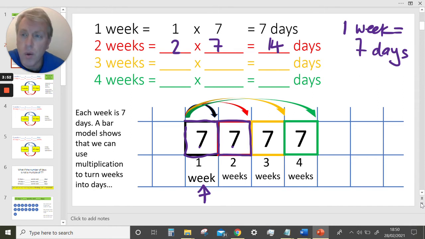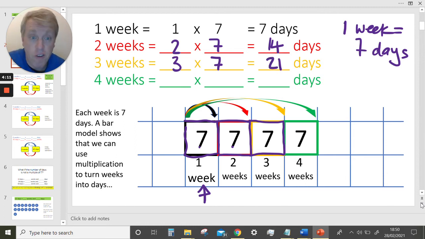If we have 3 weeks, what multiplication will tell us how many days is 3 weeks? Well, 1 week, 2 weeks, I've got to include 3 of the bars now. It's 3 times 7 is 21 days. If I want 4 weeks, well, 1 7, another week of 7, 3 weeks of 7, 4 weeks of 7, 4 groups of 7, 4 times 7 is 28 days.